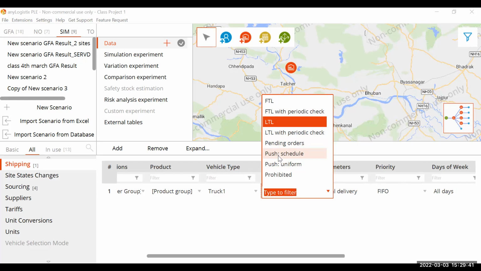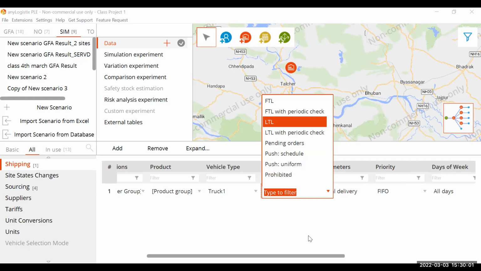So you are pushing your product. Obviously it cannot happen in automobile, so there won't be any storage place, but it might happen in FMCG products. Whether people are buying or not, you are putting your products in the store, right? So push can be again schedule. Depending upon different schedules, you can mention the quantity, or push can be uniform also, right? Uniform quantity you can put.